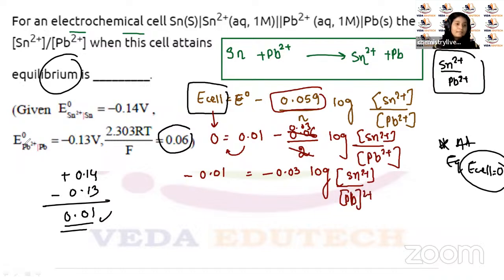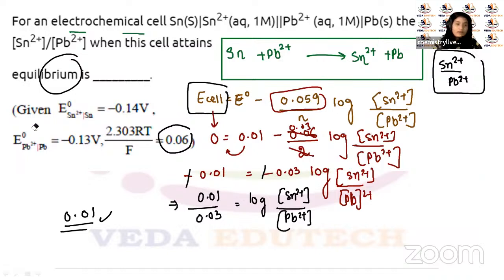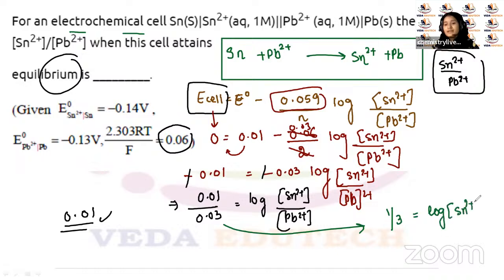Yeah. Now, can I bring this one to this side? So this is going to be minus and minus is going to cancel. So 0.01 by 0.03 is equal to log of Sn2+ divided by Pb2+. Yes, children, this is going to be the answer here. Now, what are we going to get? This will get converted into 1 by 3. The points will get cancelled. 1 by 3 is equal to log Sn2+ divided by Pb2+, right?